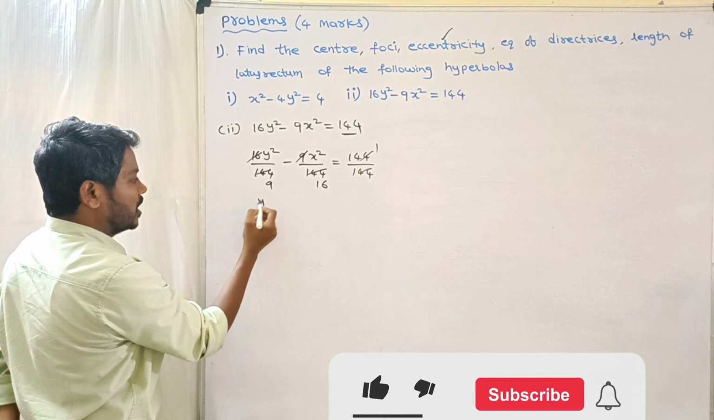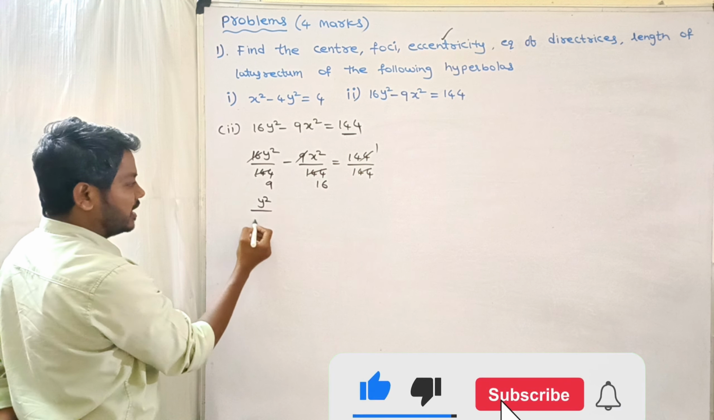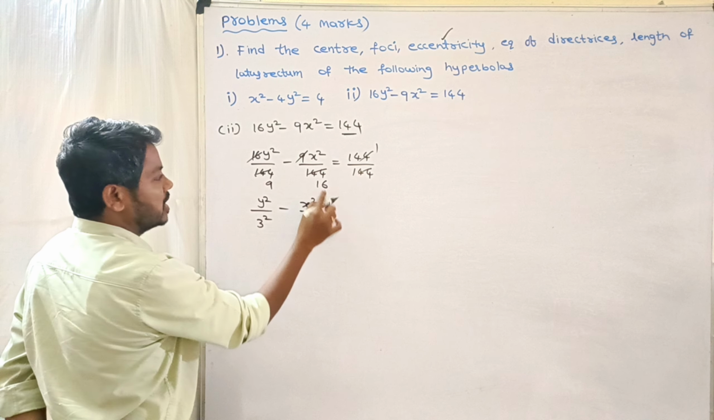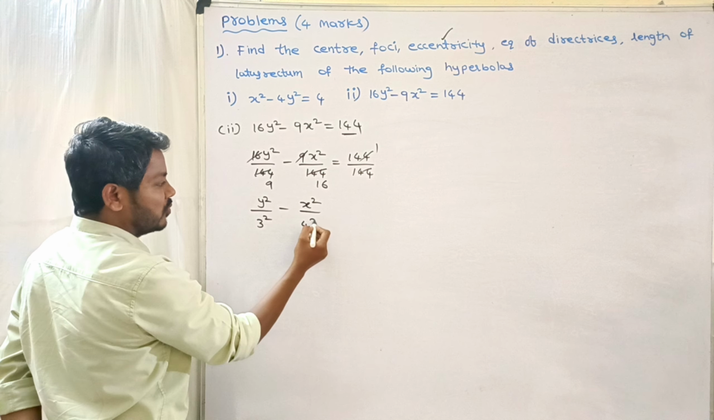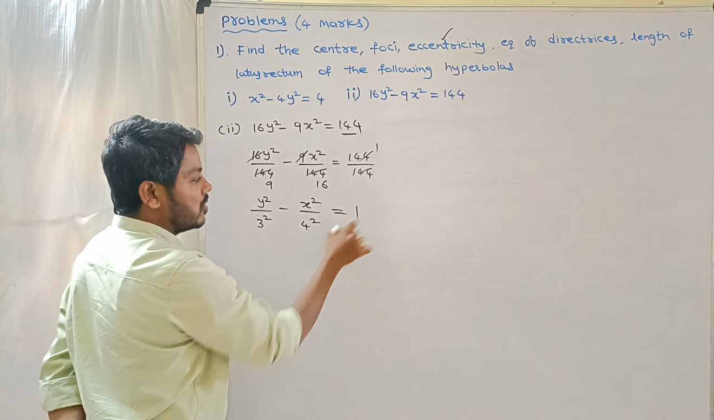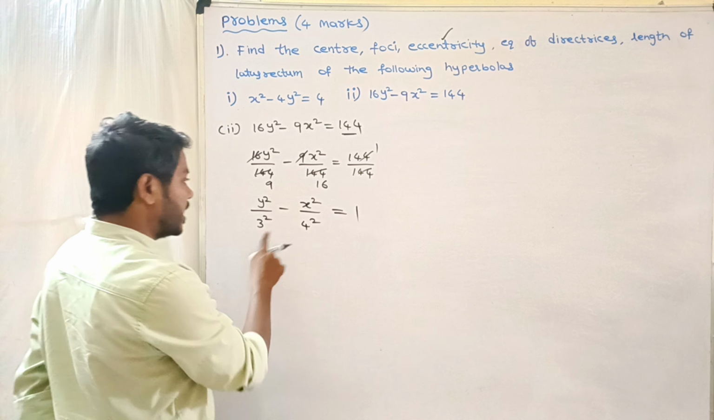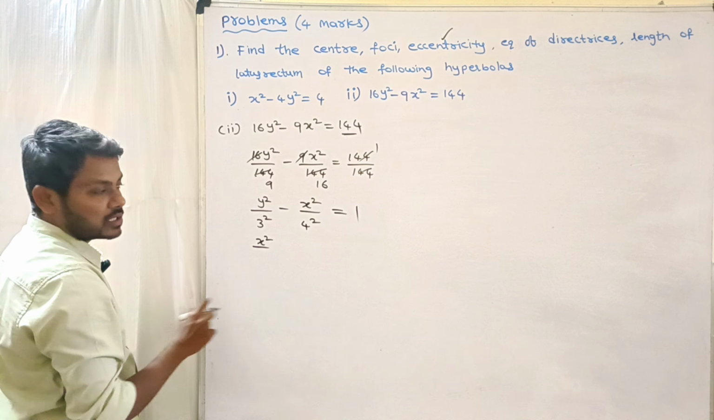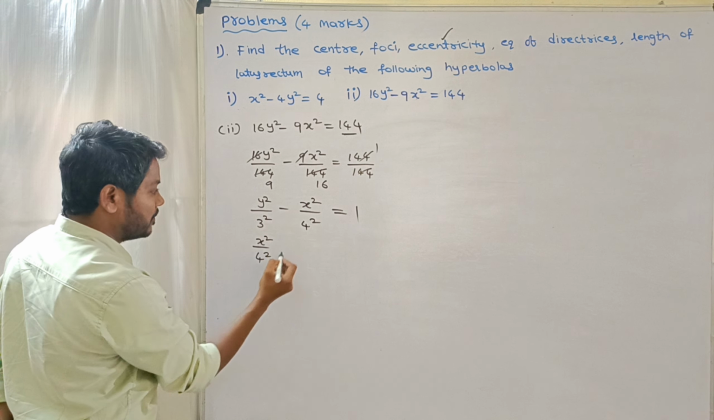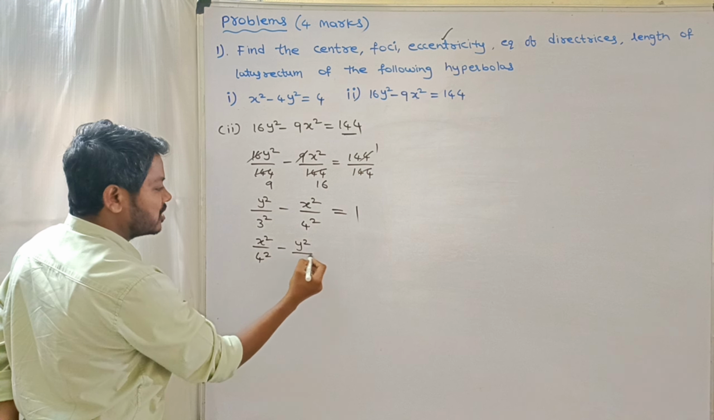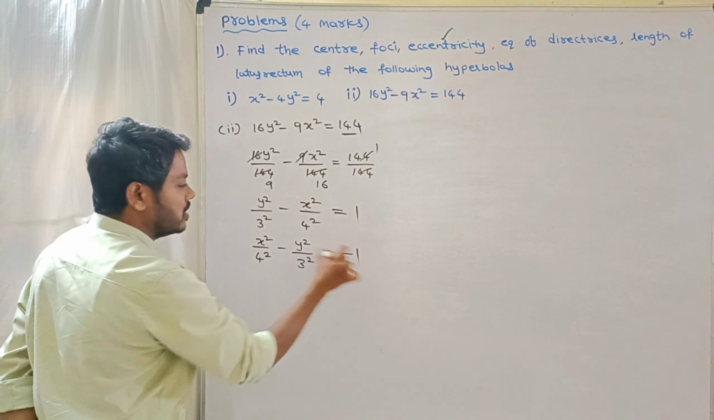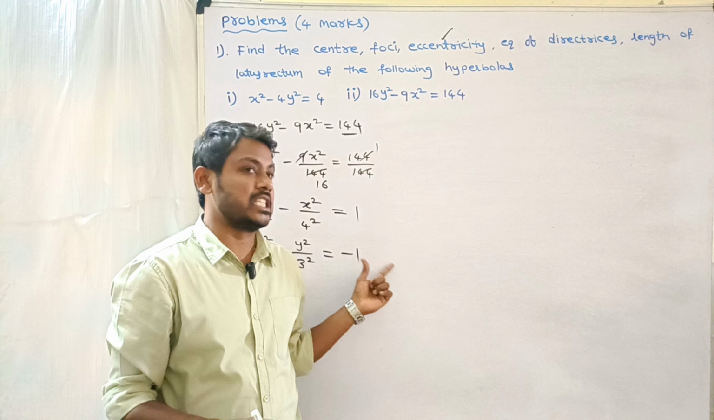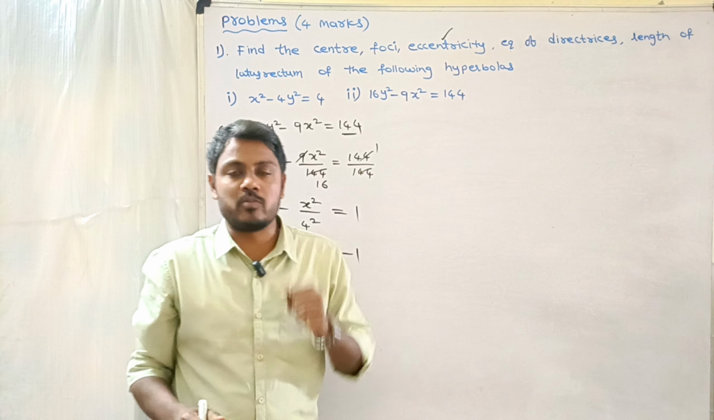Clearly, which is what? y square by 9, 9 can be written as 3 square, minus x square by 16, 16 is written as 4 square, which is equal to 1. Now we can take minus common. So this becomes, or write in reverse, x square by 4 square minus y square by 3 square, which is equal to minus 1. Clearly the right hand side value is minus 1. So this is the conjugate hyperbola.